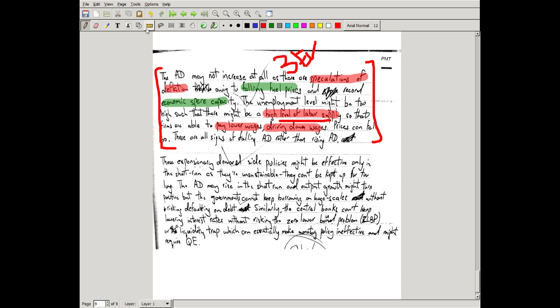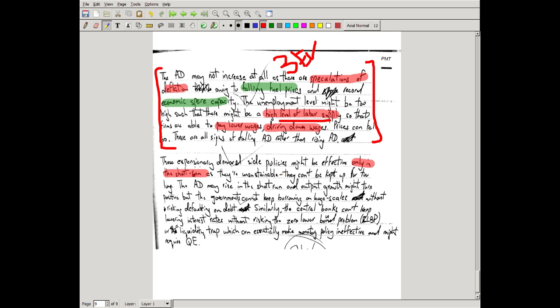Let's move on to the final paragraph of my essay. These expansionary demand side policies might be effective only in the short run. Okay, so this is a classic evaluation point: the short run and the long run. Just mention this, as long as it's applicable, of course. If you do so, you're going to get an easy evaluation mark, because there's a big difference between long run economics and short run economics. You've got to consider that. If you have read anything of John Keynes, you know what I'm talking about.